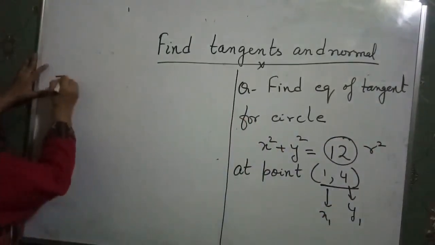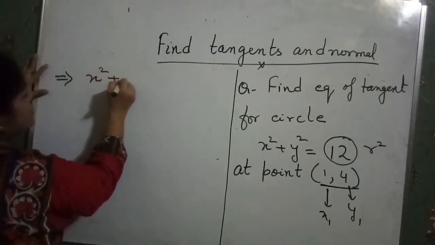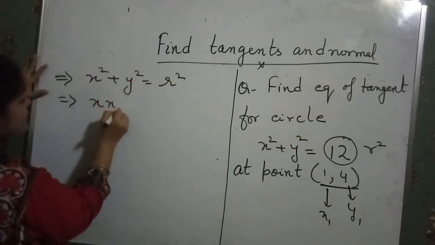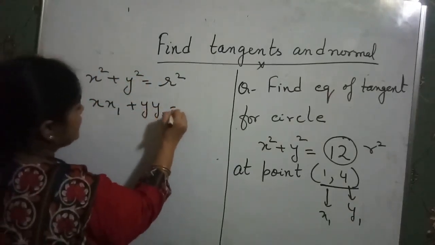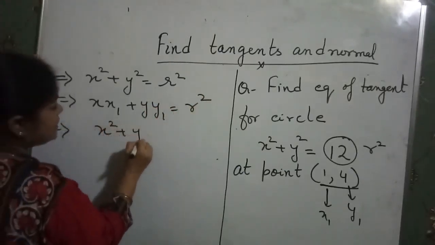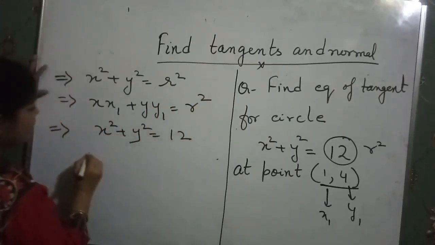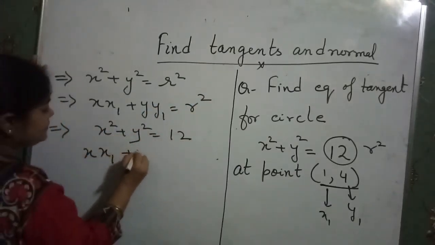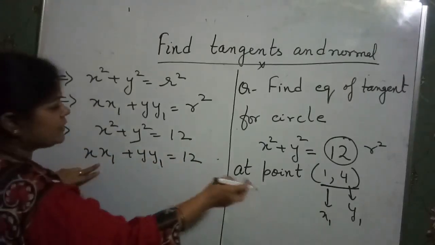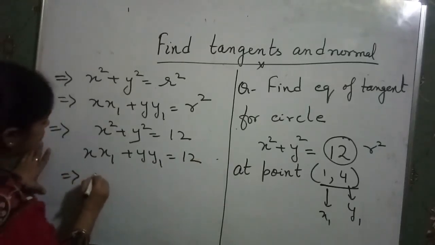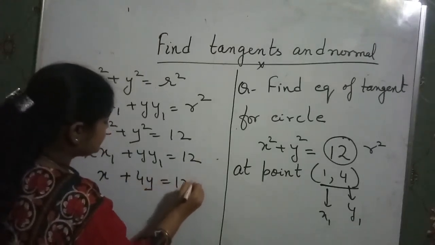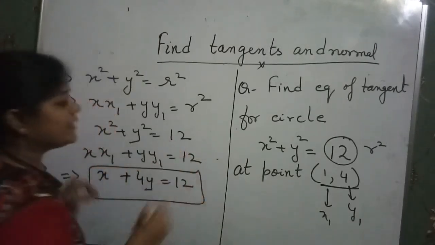Now I just recall, I think it's very simple for you. x square plus y square is equal to r square, then our equation of tangent is x x1 plus y y1 is equal to r square. Now we have the equation x square plus y square is equal to 12, so we have the equation of tangent x x1 plus y y1 is equal to 12. Now put the values of x1 and y1. So we have the equation 1 into x plus 4y is equal to 12. So this is the required equation of tangent.